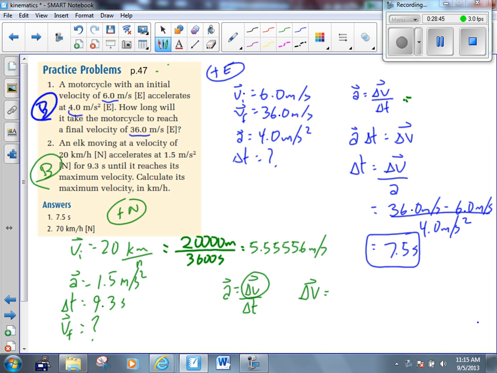It's already on the top, so I can skip that first step. But I do still need to get rid of T. T is divided by V, so how do I get rid of it? Take it to the other side by multiplying. Good. Delta V is equal to A times T. Let's multiply those numbers together and see what we get.